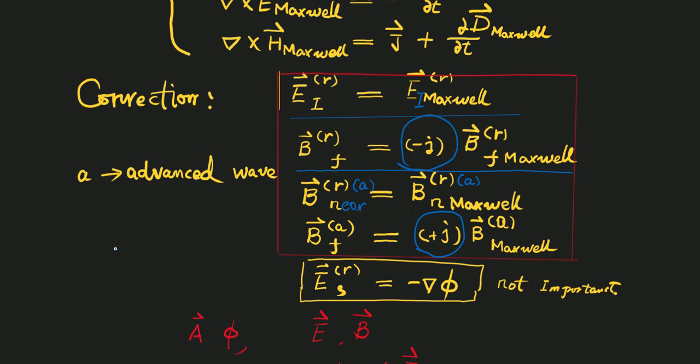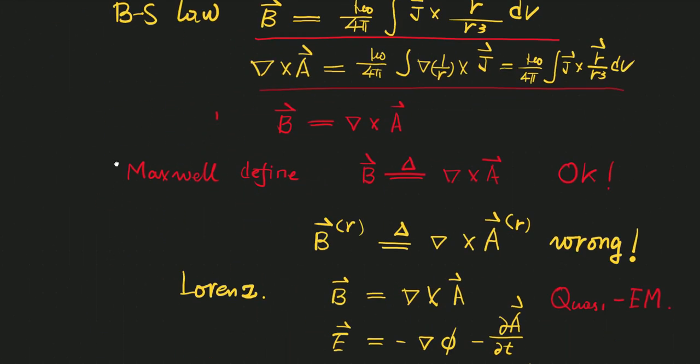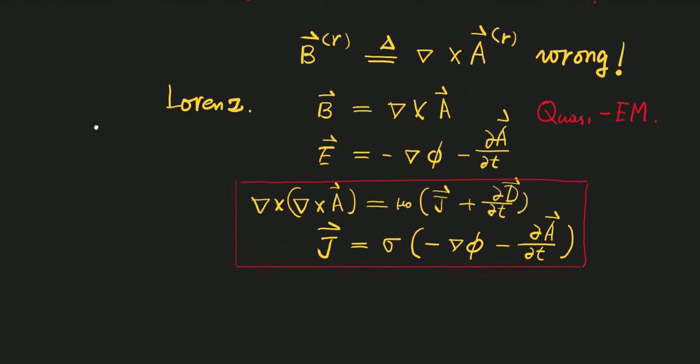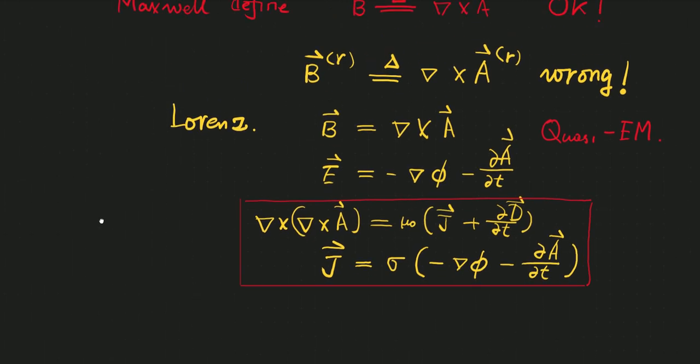Actually, this part E_S also needs corrections. However, for electromagnetic waves, especially plane waves, which we often meet later, this part can be omitted, so it is not important. We do not correct that anymore. Okay, this is what we talked about last time.